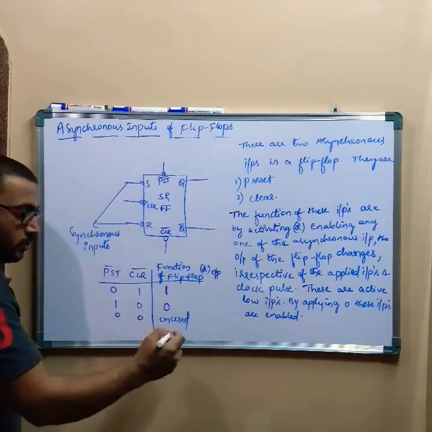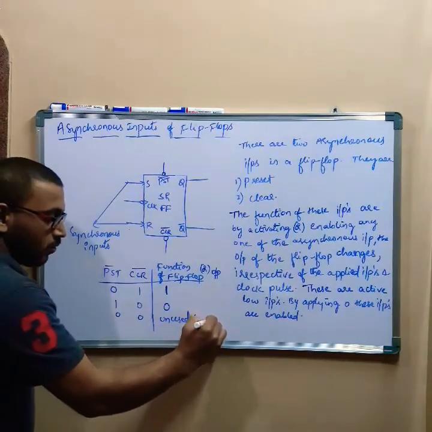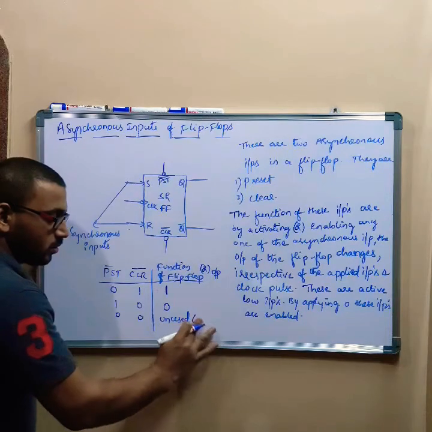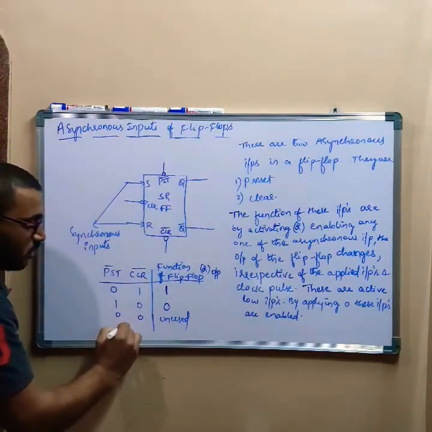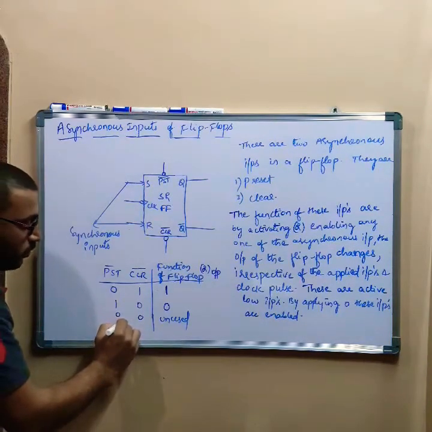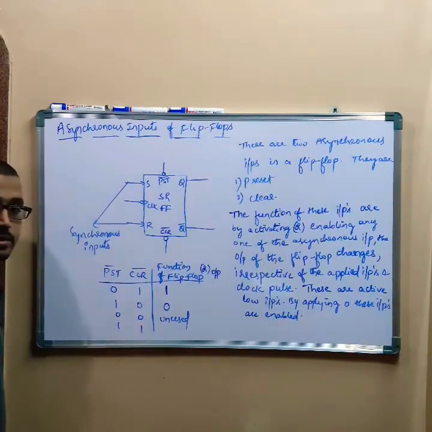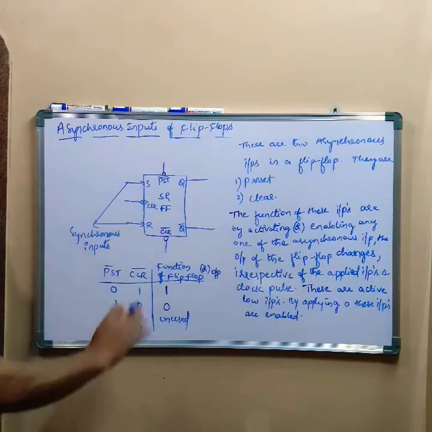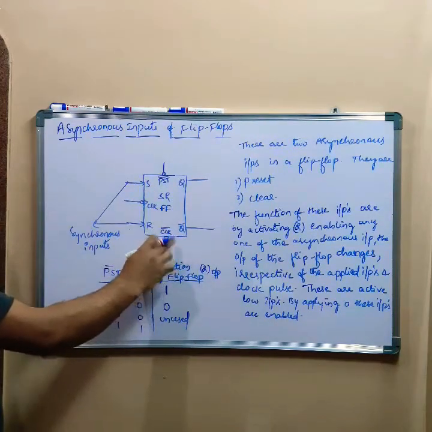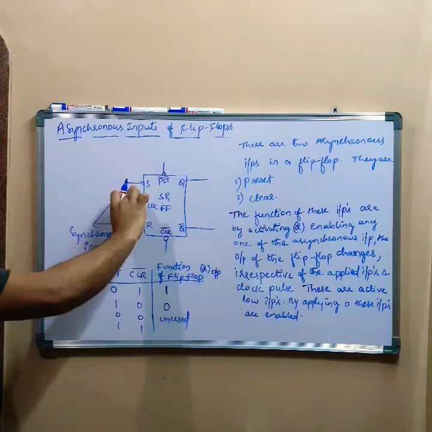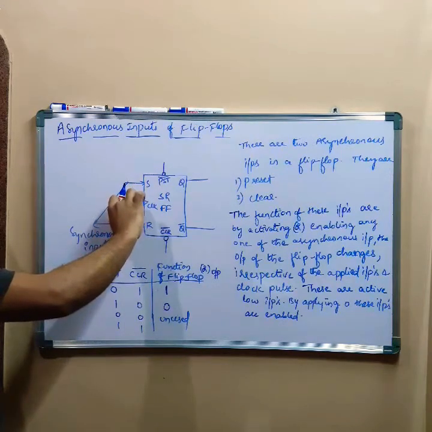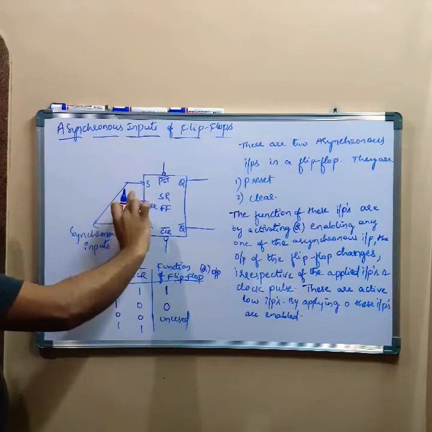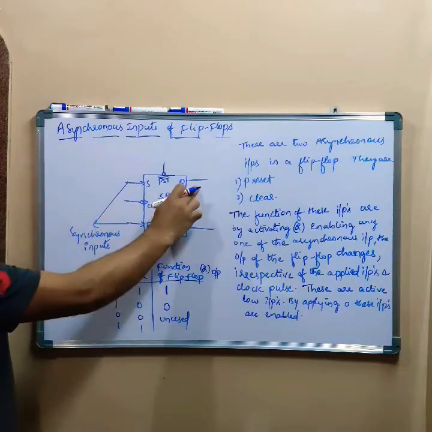Next, unused in the sense no function. There is no function of the flip-flop. Next, if you disable these two inputs at that time, irrespective of these inputs, whatever the inputs you apply at the input of the flip-flop, synchronous inputs, these inputs are taken into consideration and these inputs will synchronize with this clock pulse and produces the output.